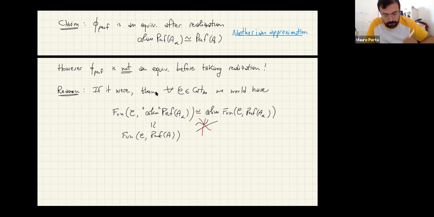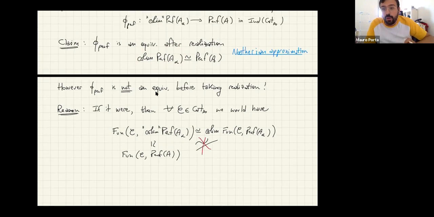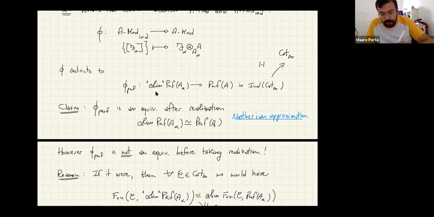Okay, so phi perf cannot be an equivalence, which means that this object contains strictly more information than these other objects. When A is of finite type, there is no difference between the two. But when A is not of finite type, then we have some strictly finer invariant, out of which we can recover the other one by taking realization, thanks to this observation here.